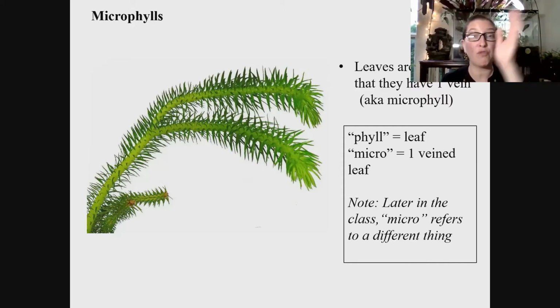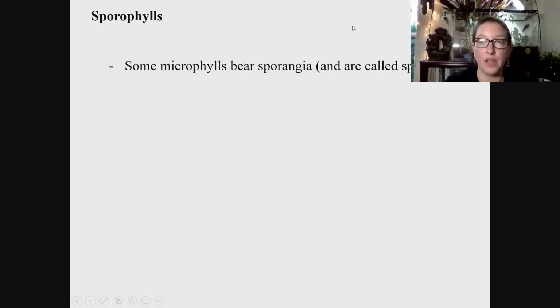So microfill means a simple leaf with one vein. That's what microfill means. Write it down and underline it somewhere. So you have microfills, which are a simple leaf with one vein.